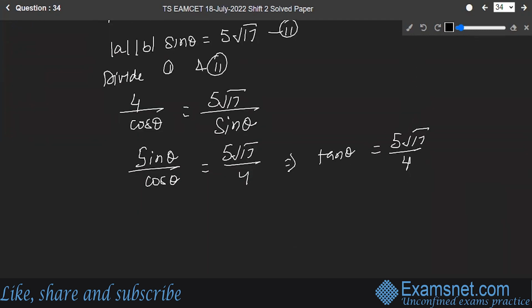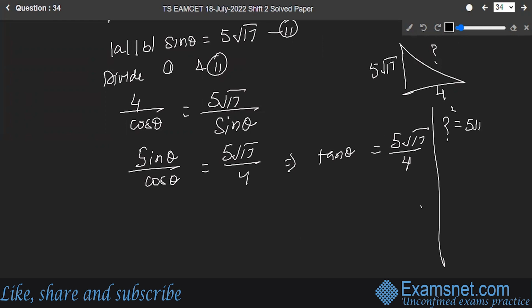So if you got the value for tangent, see, this is a tangent, this is the perpendicular, and this is the base. So you can find out the hypotenuse because I need to find out the value for cos theta. So let's go for finding out that value. From here, hypotenuse square is equal to 5 root 17 square plus 4 square, which is equal to 25 into 17.